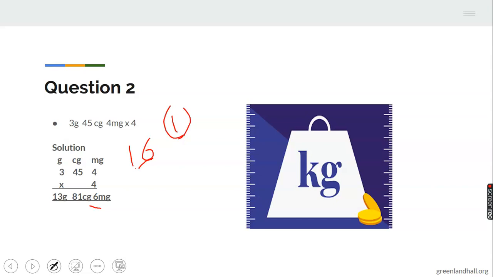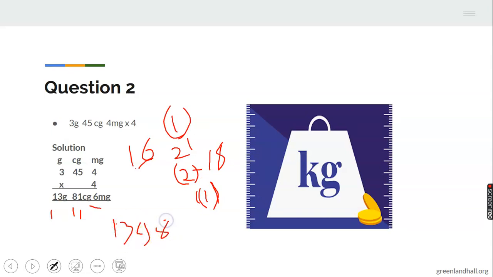20. Plus your 1 give us 21. So you write your 1 here and take your 2 in. Keep it aside. Now, 4 times 4 will give us what? 16. 16 plus this 2 will give us 18. So you write your 8 here and carry your 1, keep it aside. Now let's go to 4 times 3 is what? 12. Plus this is the one that you have taken. It was 13. And we have your 13 here. That's why we have 13g, 81cg, and 6mg.